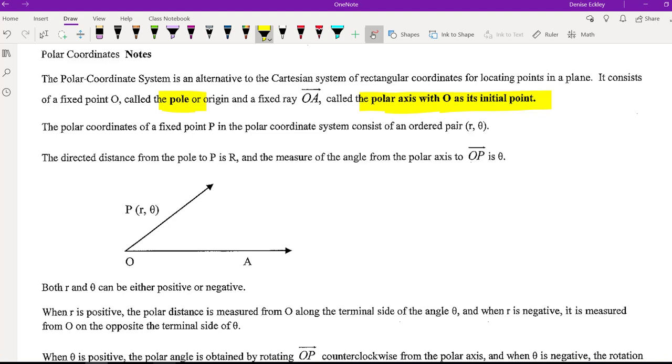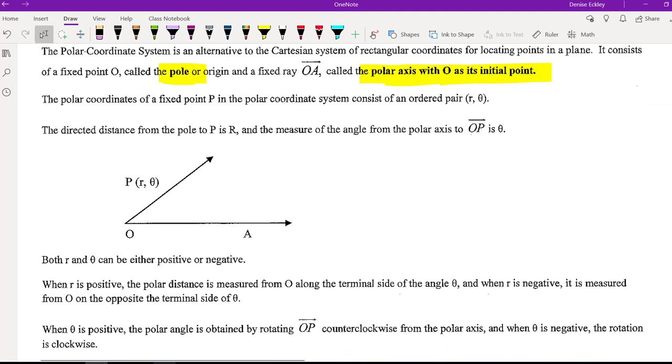So whenever we try to write an ordered pair, that ordered pair is now r and theta. So it has a radius and an angle that's made with the polar axis. So here is our polar axis right here. And here is our pole.